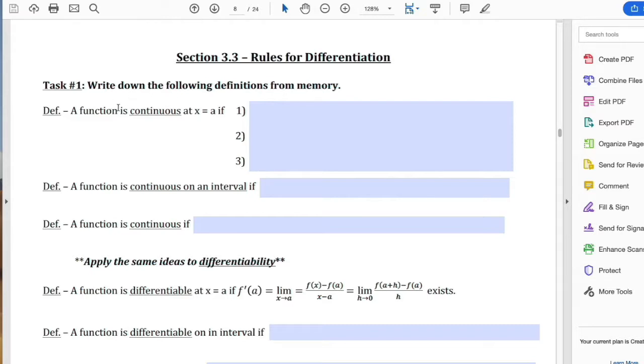See if you can write down what it means for a function to be continuous, continuous on an interval, and continuous in general. Then we'll apply those ideas to differentiability. Okay, so let's see what those definitions are.